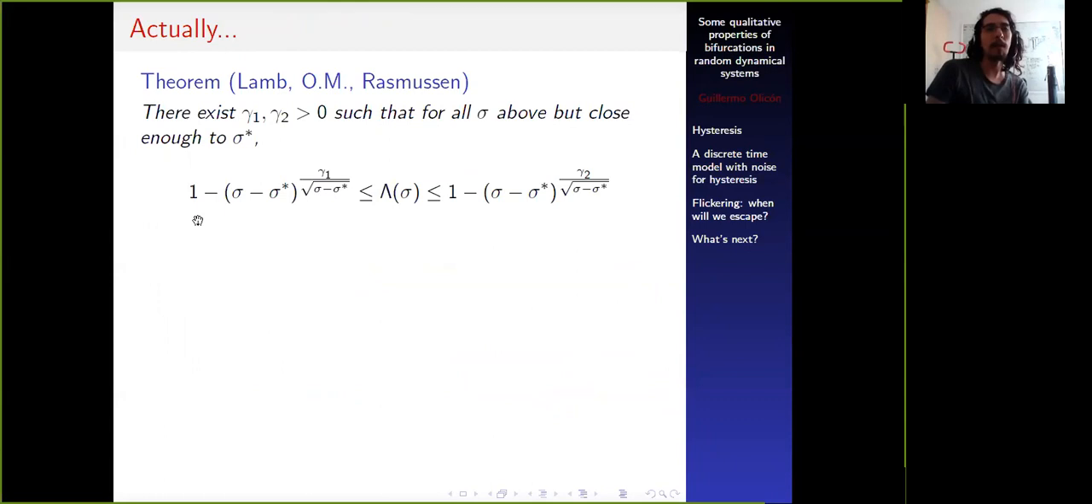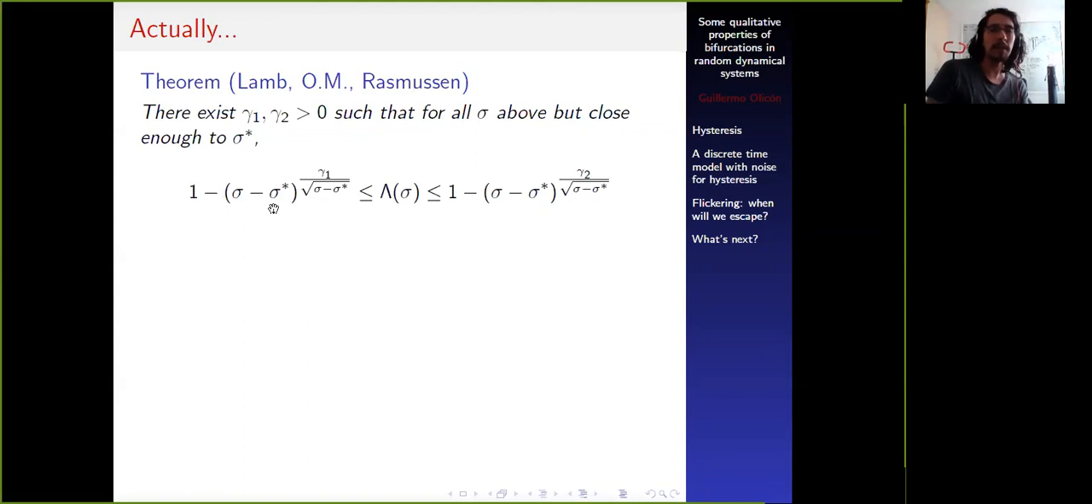So you can see that it is exponential, but not the classical exponential functions that you find in the large deviation principle theory. So it has this shape. And I must say that this is exactly for the case when we have a saddle node bifurcation.